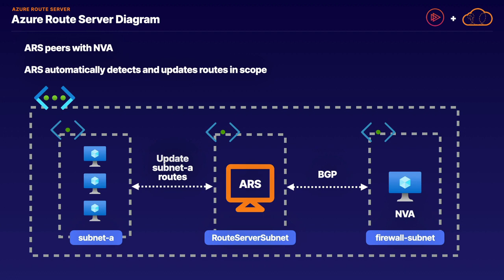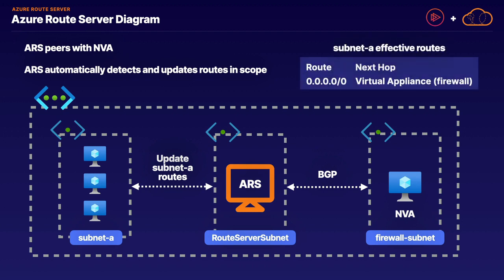In either case, the Route Server service will automatically detect subnets in its scope and then automatically create new effective routes on your behalf. In this case, it will automatically create a user-defined route of all zeros, which will be internet-bound traffic routed through our virtual appliance on the right side. Again, this is the exact same process of creating user-defined or custom routes, except this service is automatically detecting and creating those routes so you don't have to.